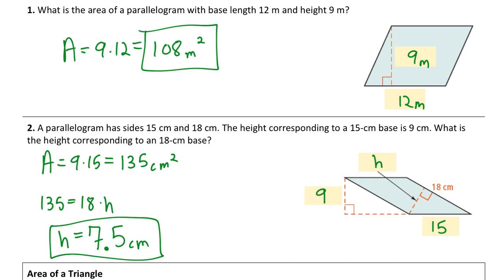Okay, so for these two, one is a little more straightforward than two. Number one, you just do the base times the height. Base of 12, height of 9. 12 times 9 is 108 meters squared. Number 2 is a little more challenging.